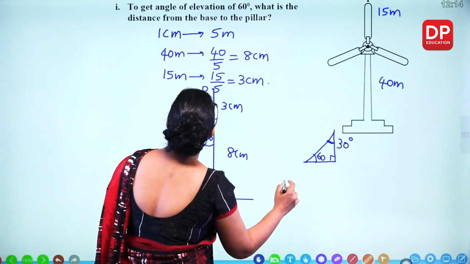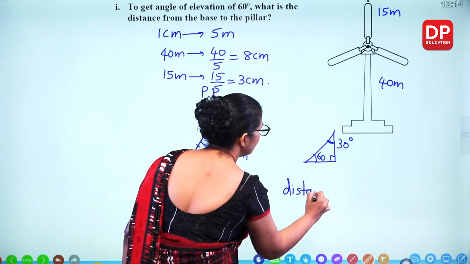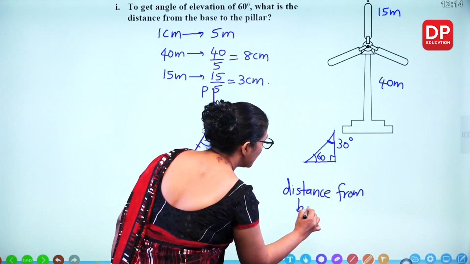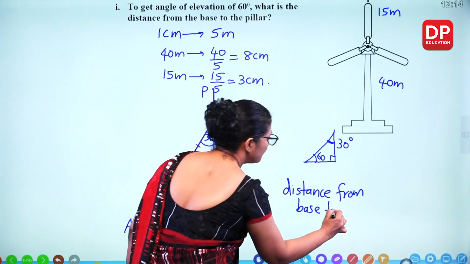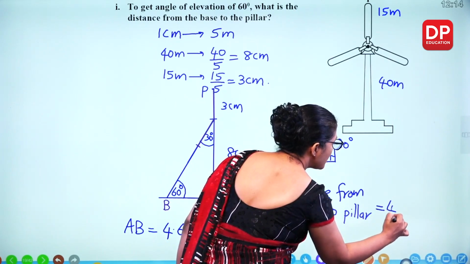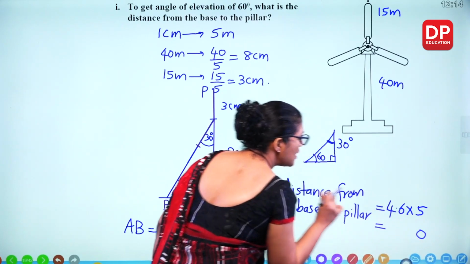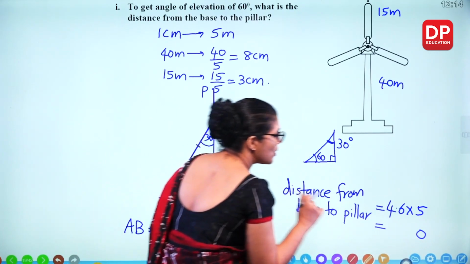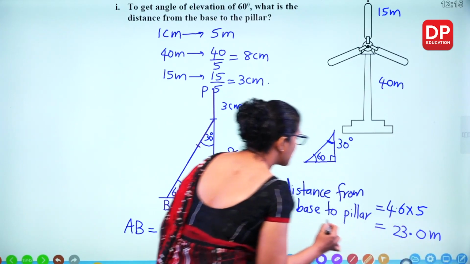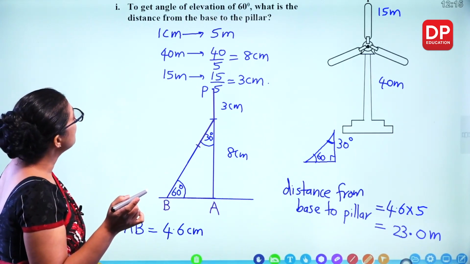So, length or distance from base to pillar. 4.6 into 5. 5 times 6, 30, 3 remaining, 5 times 4, 20, 20 plus 3, 23 meters is the distance from base to pillar. That's the first part.